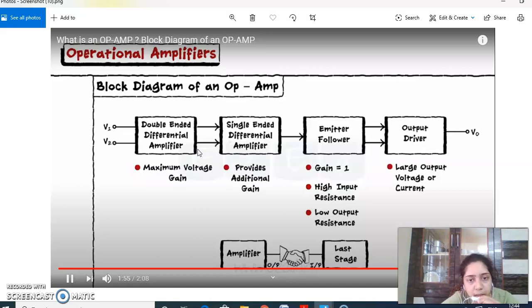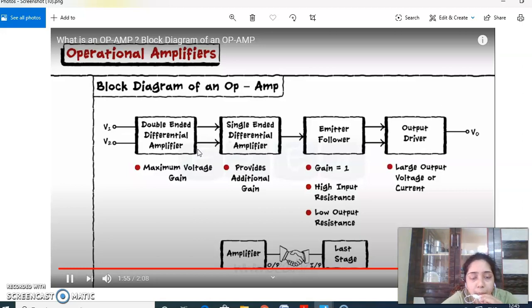Even though we are using the double-ended differential amplifier in our block diagram, again we are using one more differential amplifier. Actually, in the block diagram of an op-amp, I have shown you only 2 blocks of differential amplifier. Apart from the first one, the single-ended differential amplifier stage is also called the intermediate stage. It is not compulsory to have only 2 differential amplifiers in the block diagram of an op-amp, right? We may have any number of differential amplifiers in the circuit of an op-amp. All these differential amplifiers are used to provide high gain for the op-amp.